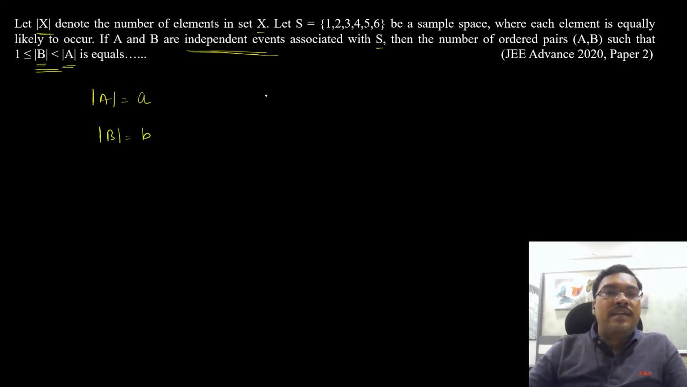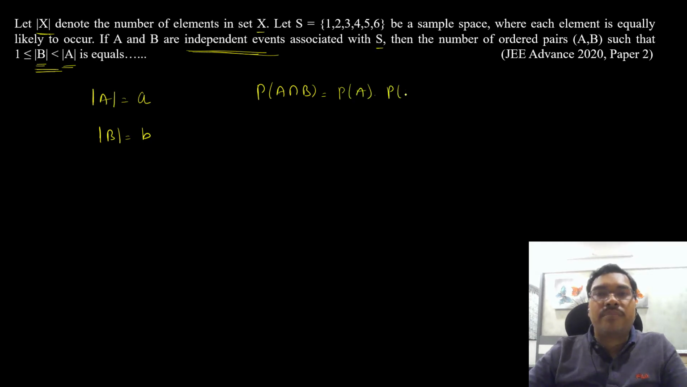Now if the events are independent, what is the condition? That is, the probability of A intersection B is equal to the probability of A into the probability of B. That means you have to check the number of elements in set A intersection B also. So let's say the number of elements in A intersection B is equal to c. Okay. So the probability is c by 6, right? The sample space has 6 elements. This is equal to a by 6 into b by 6. So from this you can say ab is equal to 6c.